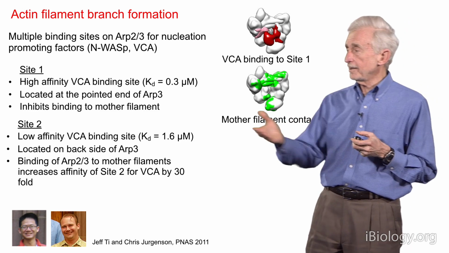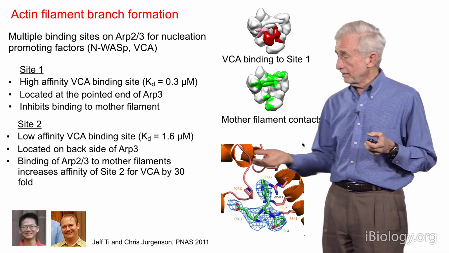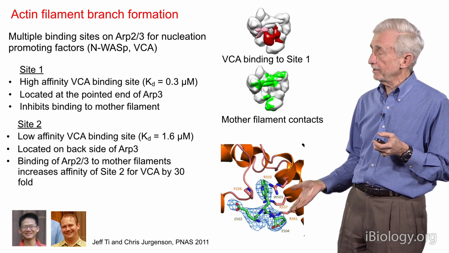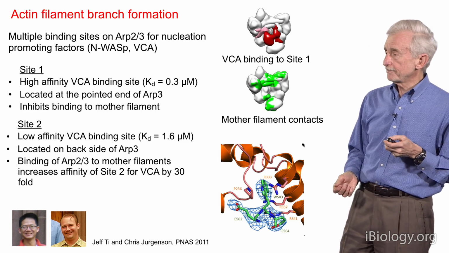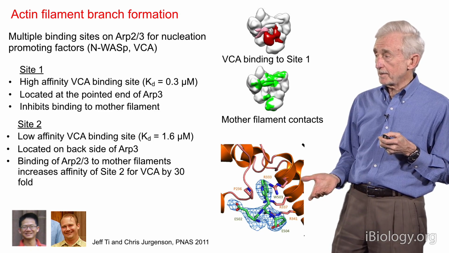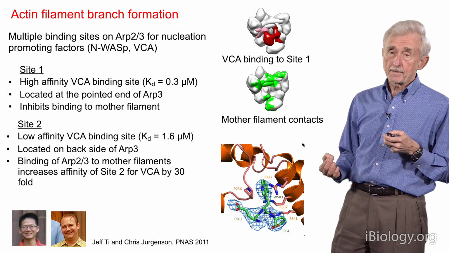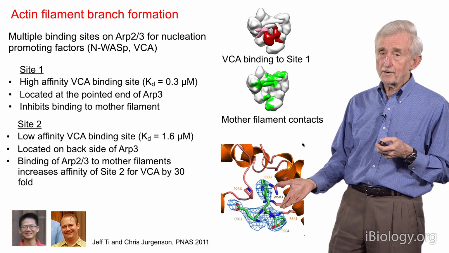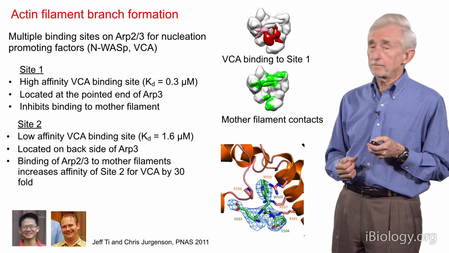A lower affinity site is located on the backside of ARP2/3. Here you can see from Chris Jurgenson's crystal structure the 3 terminal amino acids of a VCA bound to the ARP3. It turns out that binding to this site is enhanced if the ARP2/3 complex is bound to a mother filament. And so by thermodynamic detailed balance, that means that the binding of the VCA to the ARP2/3 complex will enhance its affinity for a filament 30-fold, which surely is an important part of the process.